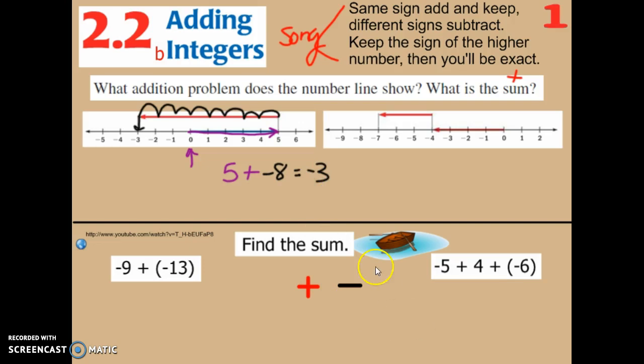If we use our song, same sign, add and keep, different signs like these are, subtract. 8 minus 5 is 3, and there are more negatives, so that's why our answer is negative.